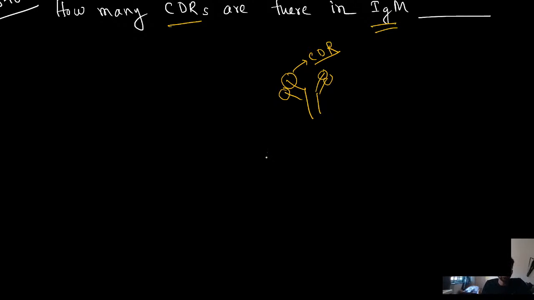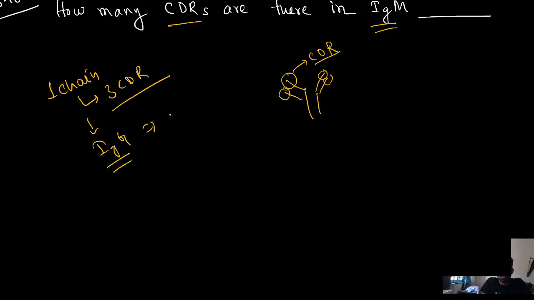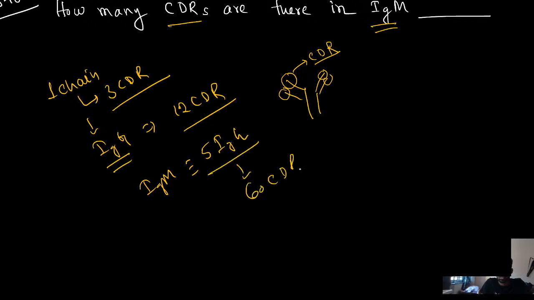How many CDRs are there in IgM? Priti is saying 60. Okay, Pratika is saying 60. Fantastic. Fazal is saying 12. Okay, Satat is saying 60. Yes, 60. Because we know in one chain there are 3 CDRs. Just remember, guys. In one IgG antibody, it is 12 CDRs. But IgM you can write as equivalent to 5 IgG. So that means it's 60 CDRs. So you have to put here 60.